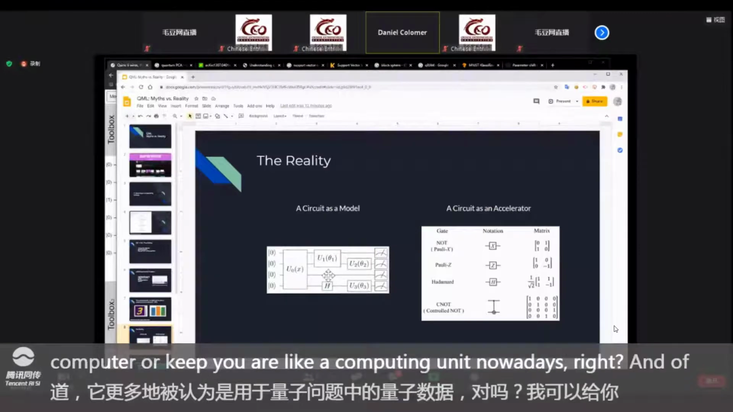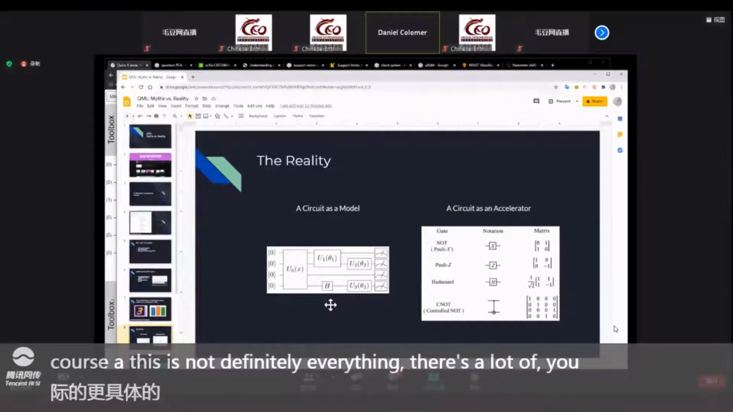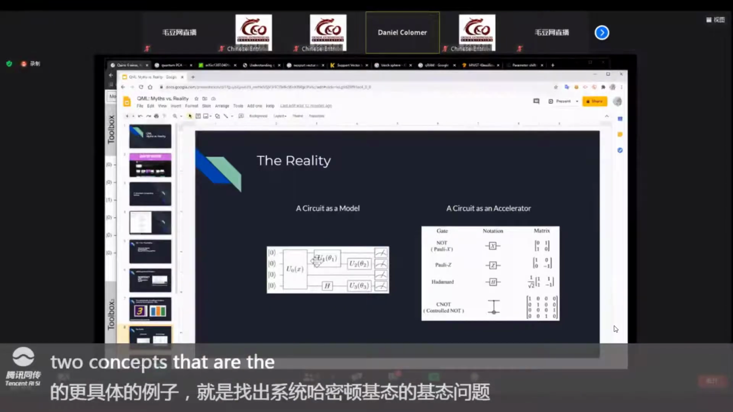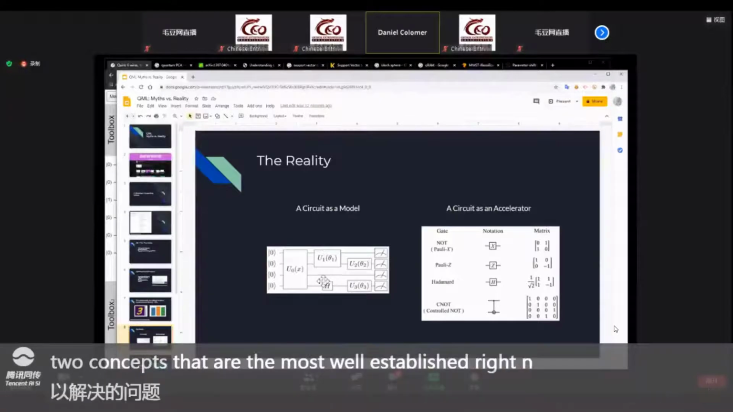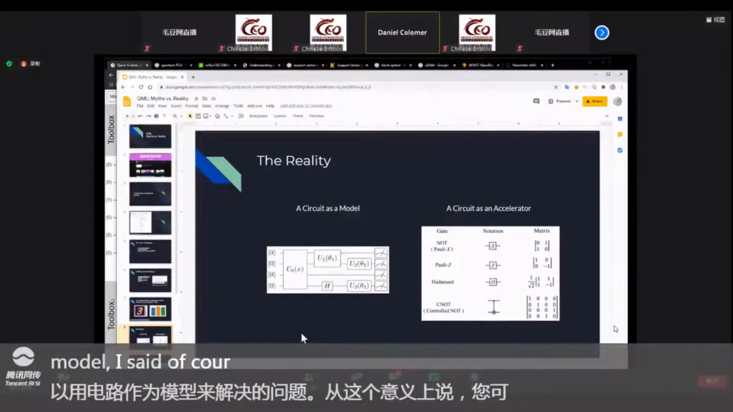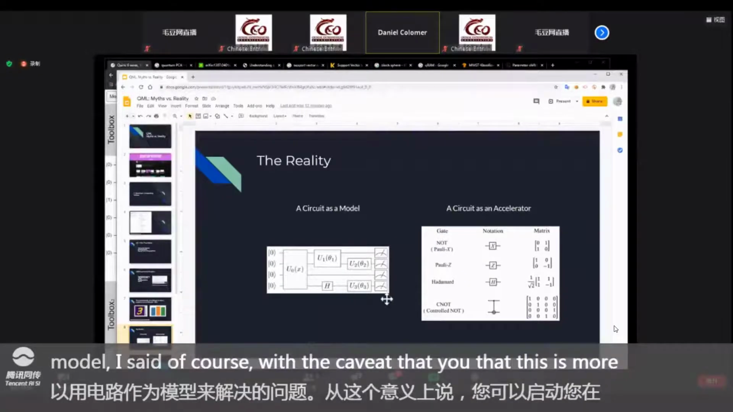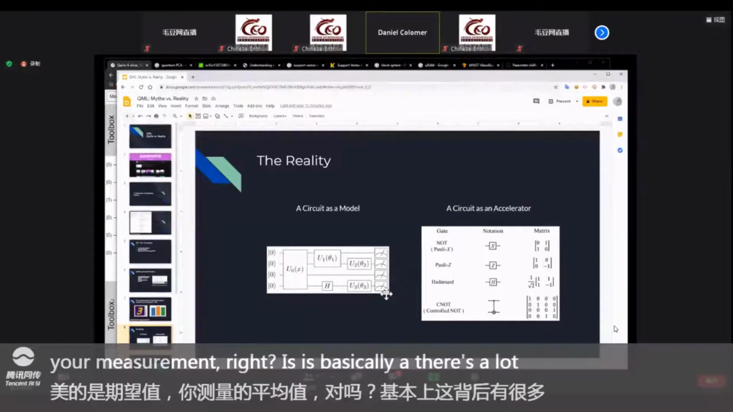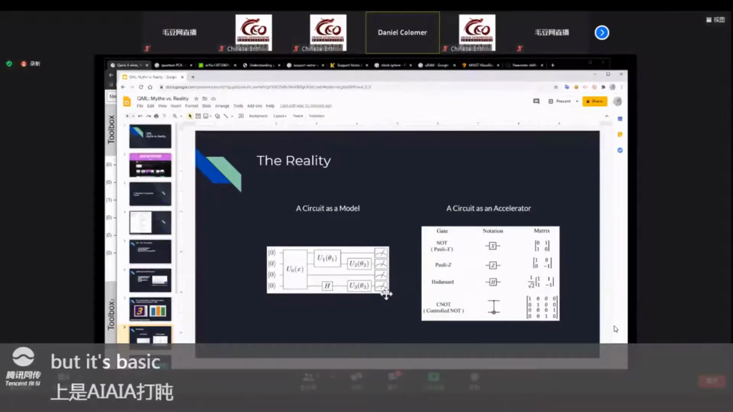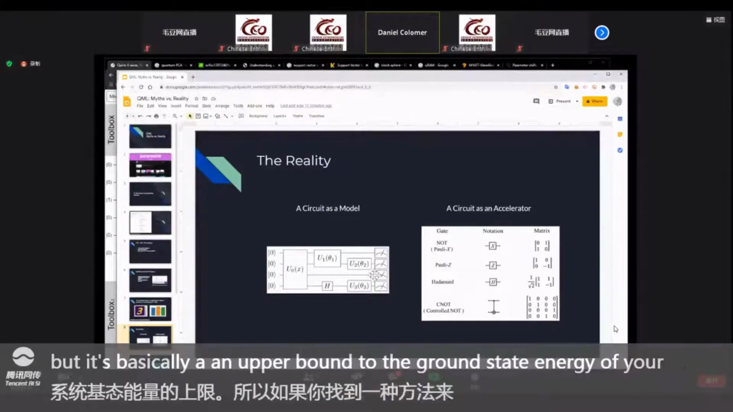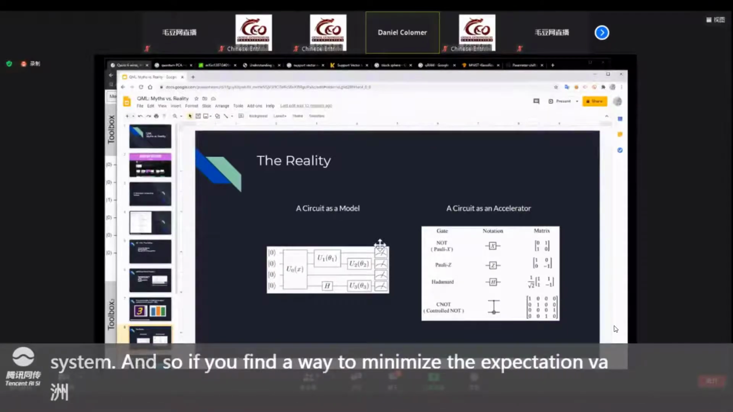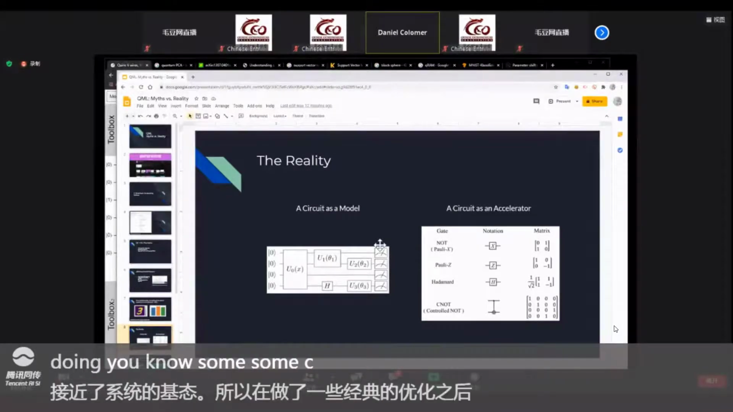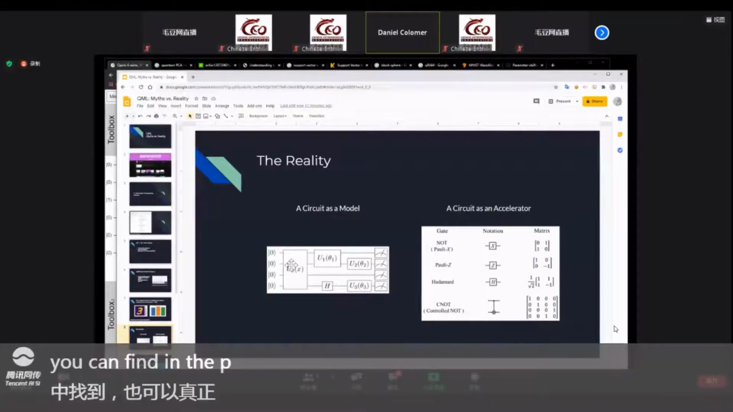And I can give you a more concrete example of these. It is the problem of finding a ground state of a Hamiltonian, a ground state of a system. It's something that you can solve with a circuit as a model, in the sense that you start the circuit, you fine-tune the parameters, and the beauty is that the expectation value, the average of your measurement, is basically, there's a lot of math behind this, an upper bound to the ground state energy of your system. And so if you find a way to minimize the expectation value of your circuit, then you're approaching the ground state of the system. After doing some classical optimization outside of your circuit, you can fine tune the parameters and really find something close to the ground state of what you're simulating. So this is one of the things you can do.